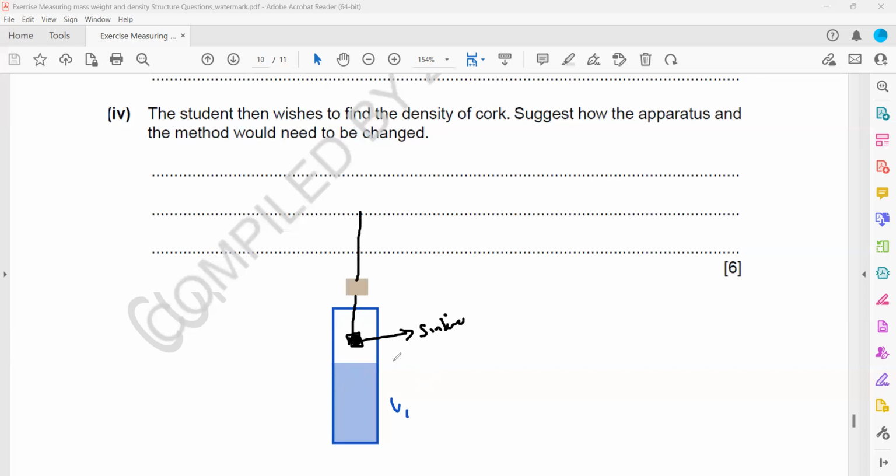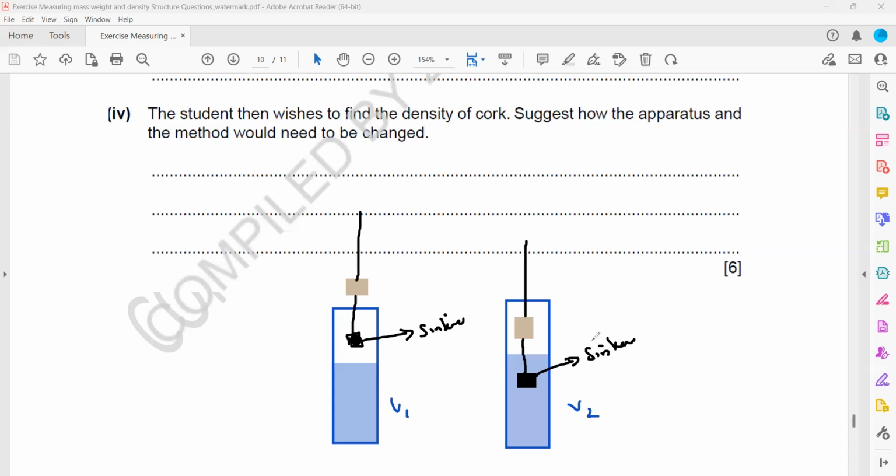Now, what we will do, first we add the sinker. So the volume will change. That volume will be V2. This is the volume of the sinker plus water. That volume is V2.